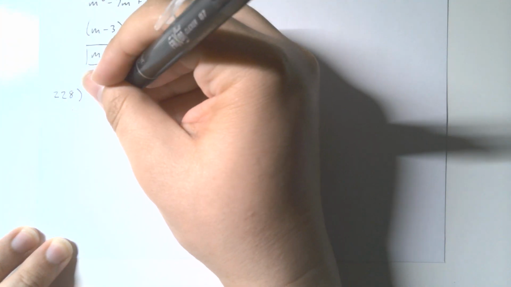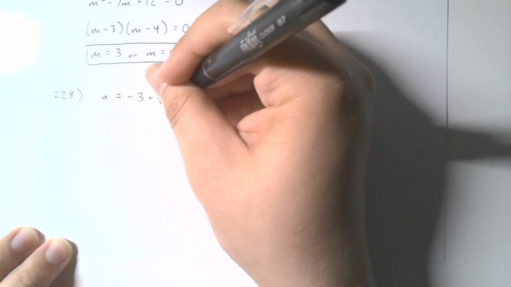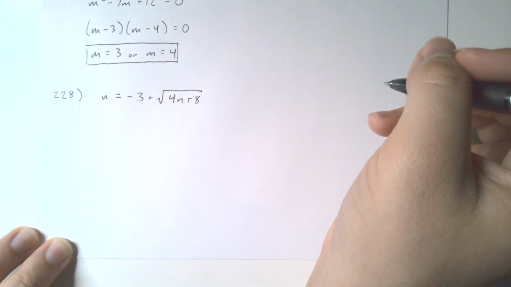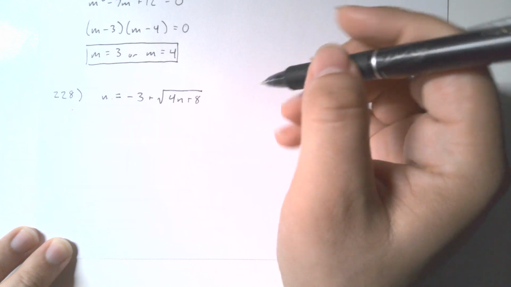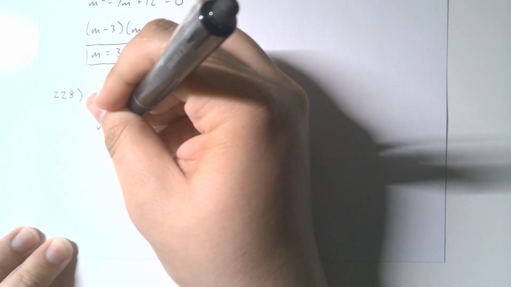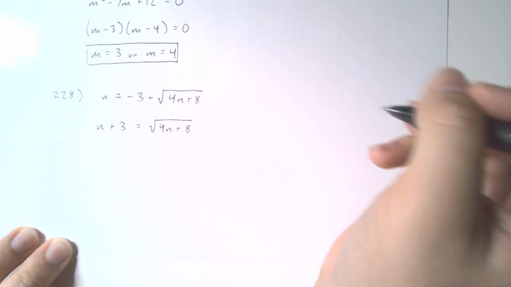For the last one, we have 228. For 228, we have n, not m, n is equal to -3 plus the square root of 4n plus 8. We want to get the square root by itself, so we'll add 3 to both sides. We get n plus 3 is equal to the square root of 4n plus 8.